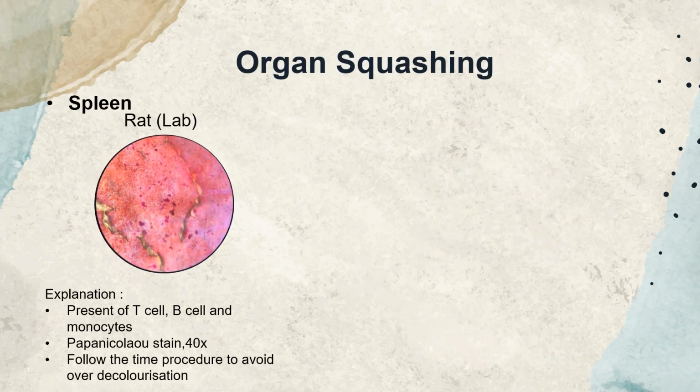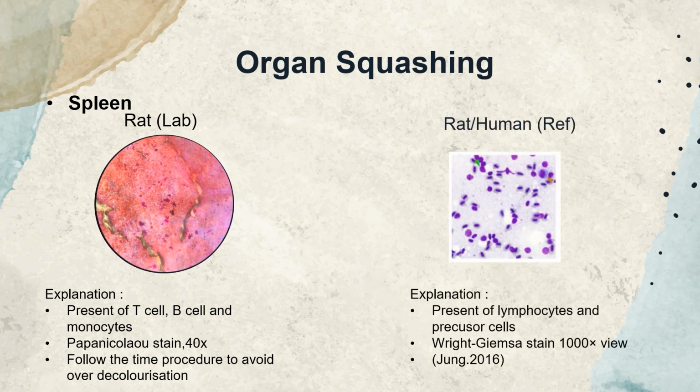For PAP staining observed under 40 times, the presence of T-cells, B-cells and monocytes is seen. To improve, you can follow the timed procedure to avoid over-decolorization. The reference is taken under 1000 times view using Leishman stain. The arrows show the presence of lymphocytes and precursor cells.